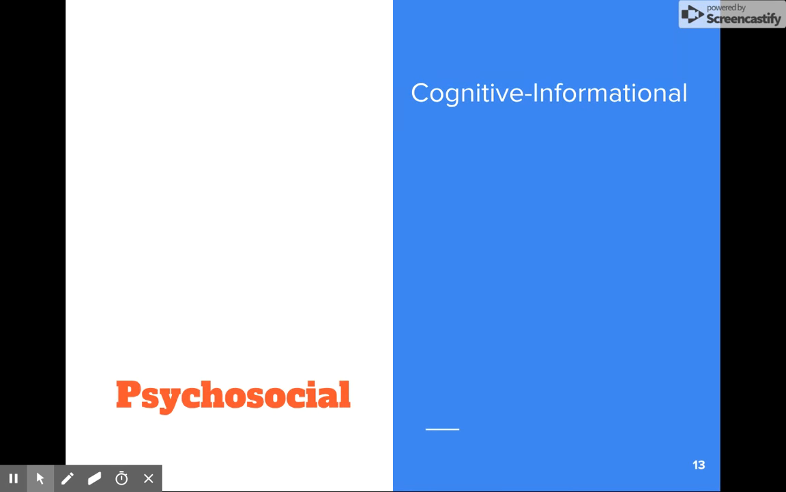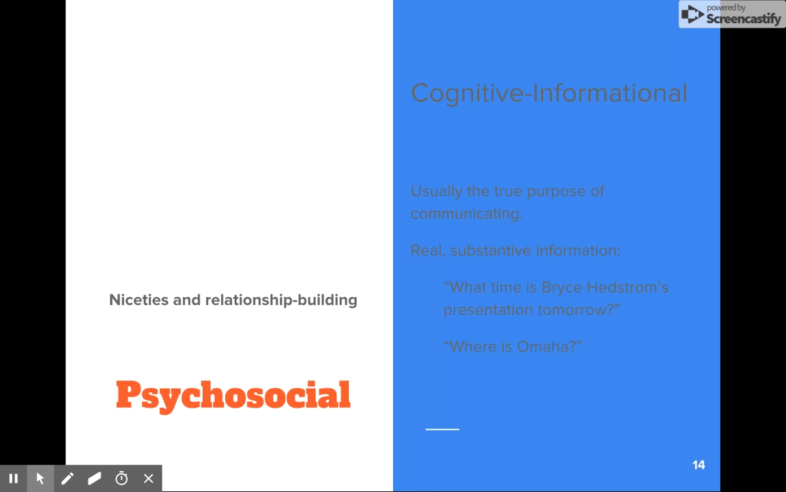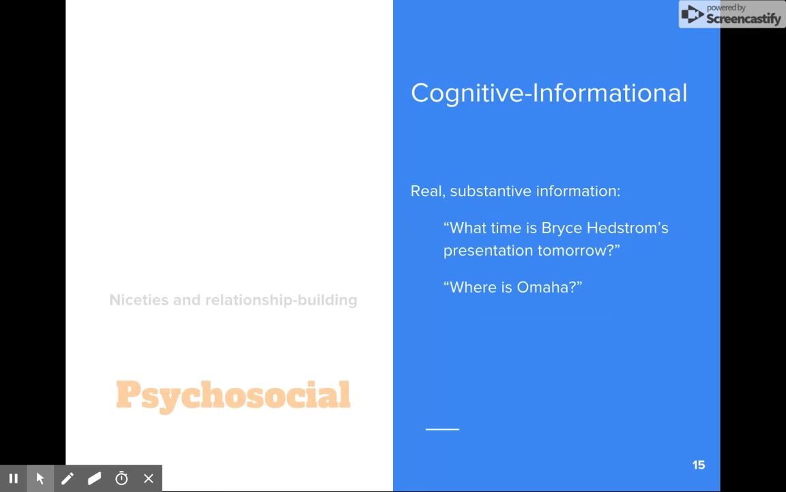Communication itself, what you have to do with your students in the classroom, must serve one of two purposes: psychosocial or cognitive informational. Psychosocial refers to niceties in relationship building communications, such as, how was your trip last week? Most of the time, we are more interested in, quote unquote, greasing the wheels of the conversation than the actual answer. The cognitive informational purpose is to find out real, substantive information from another person, such as what time does the next train arrive, and this person in this video is from Omaha.